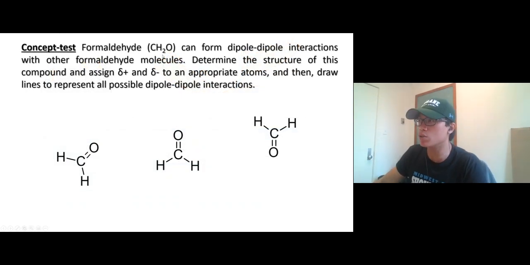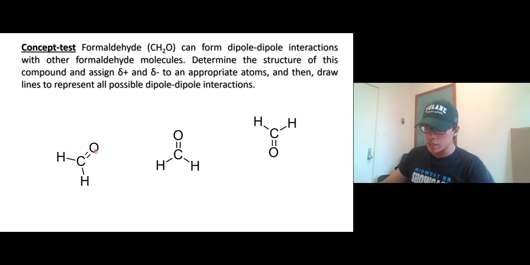So formaldehyde, CH2O, all these are formaldehyde, can form dipole-dipole interactions with other formaldehyde molecules. So they can form dipole-dipole with another molecule. Determine the structure of this compound and assign partial positive, partial negative to an appropriate atom, and then draw lines to represent the dipole-dipole interaction. Okay. All right. Start with this molecule. So we can do it together here.